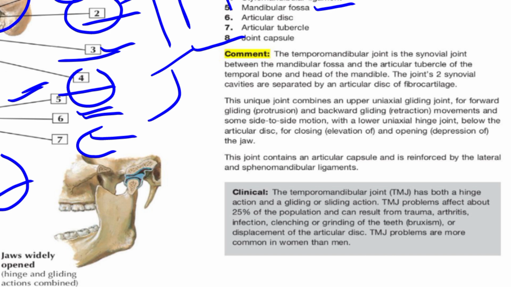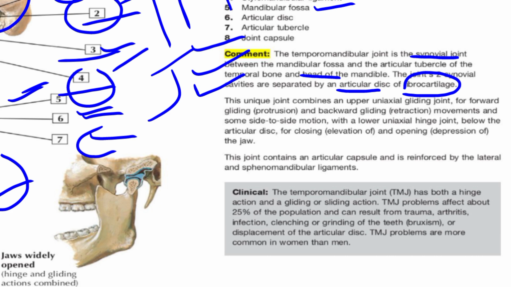First, the temporomandibular joint is a synovial joint. Remember this, it is the synovial joint between the mandibular fossa and the articular tubercle of the temporal bone and the head of the mandible. It is the joint between the temporal bone and mandible. The joint's two synovial cavities are separated by an articular disc of fibrocartilage, which I discussed in the labels.